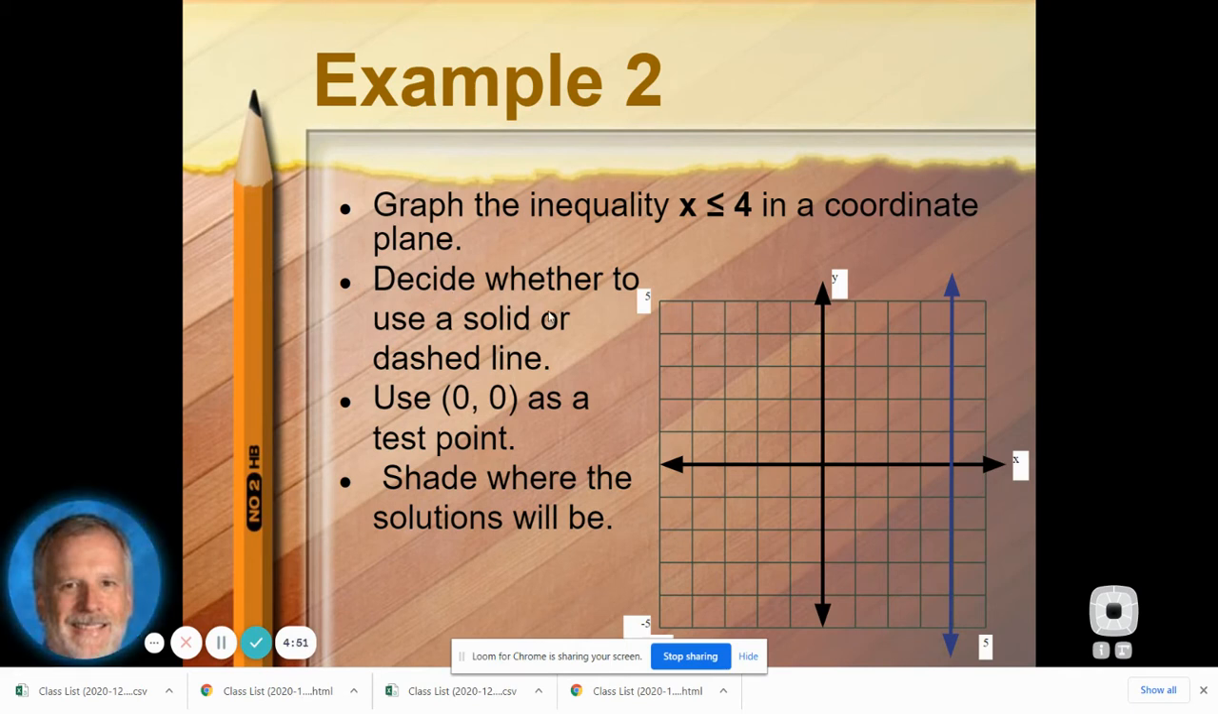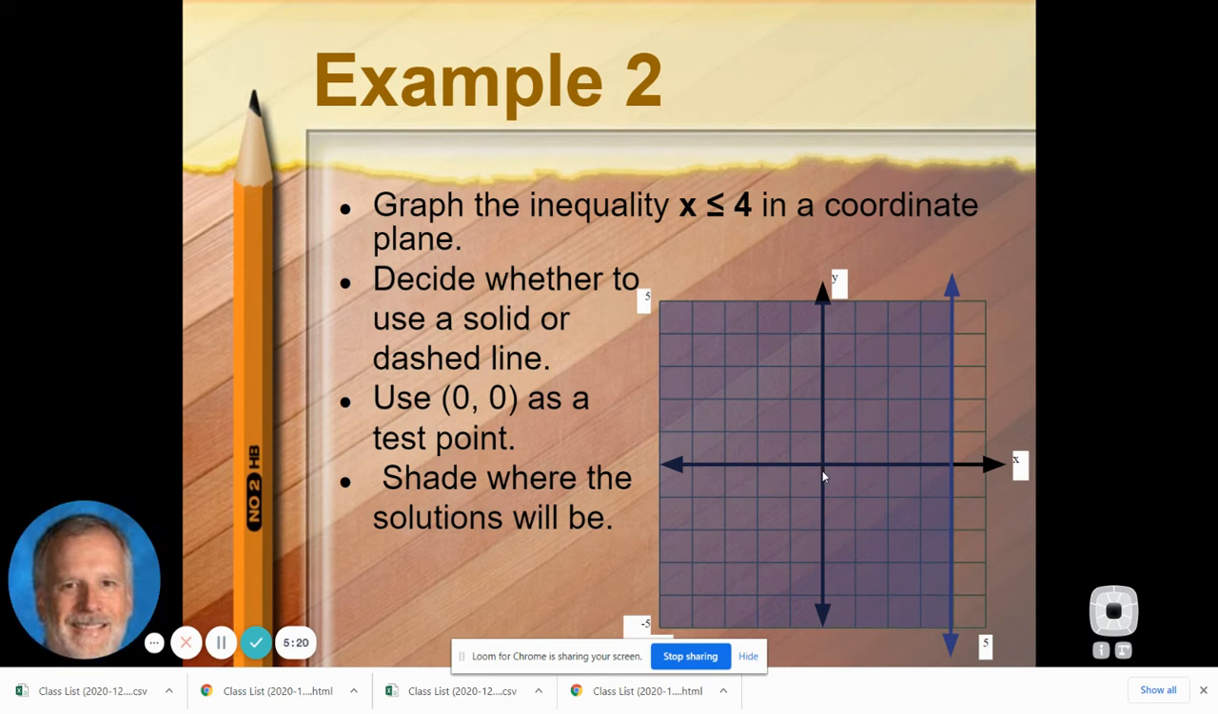Now, I've got this ability to use a test point. I love to use test points because they're easy, especially if I can use 0, 0. Because if I check out, is this a solution? If it is a solution, then I'm going to just shade on that side. So I don't even need to plug in a y. There's no y appearing in my inequality, but there is an x, and the x is 0. So is 0 less than or equal to 4? Well, the answer to that is yes, it is. So that means 0, 0 is a part of my solution, and I'll shade that side. So using a test point is kind of helpful.